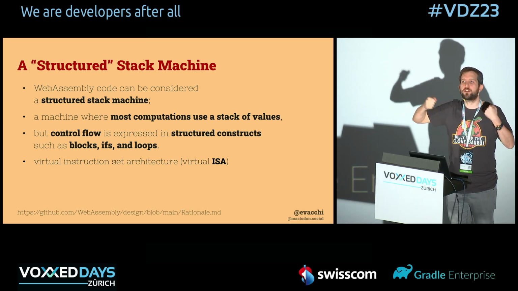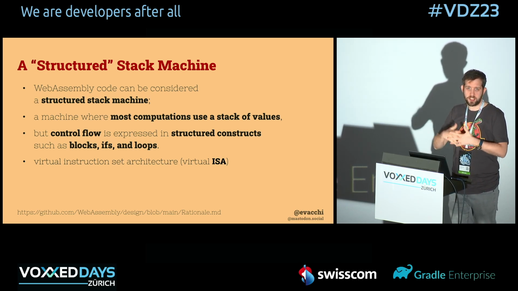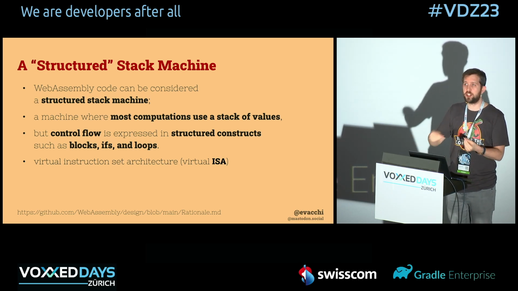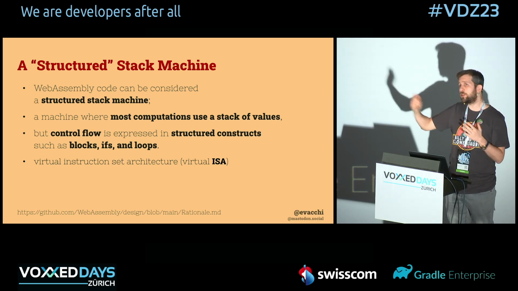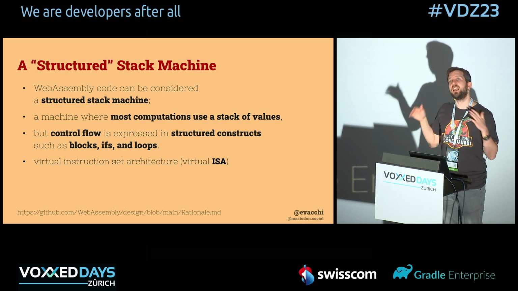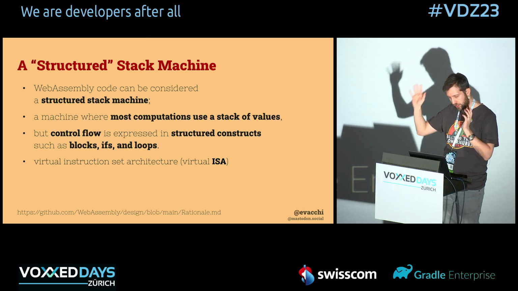There are no unstructured jumps. Usually in a VM or in a CPU architecture, you have branches that jump to arbitrary places in the code. There's no such thing in WebAssembly. There are ifs, there are elses, and there are blocks, and there are loops. We're going to see those.